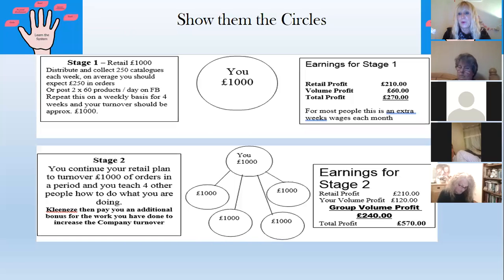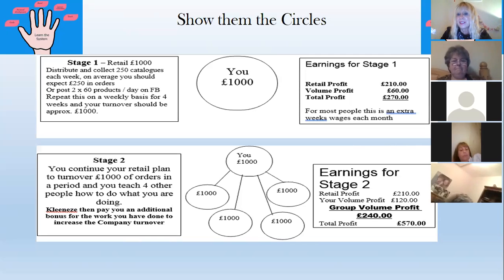So here we have 4 people, and now you still get 210 retail profit. That doesn't change. However, you've got 4 team members all turning over £1,000. So this little group, Cluneasy call your personal sales group. And this little group is turning over 5,000. So your bonus, instead of being 6%, has actually doubled to 12% because you've introduced them, you've helped them, you've taught them, and Cluneasy are rewarding you. In this instance, your volume profit on your own £1,000 sales would be an additional £120.